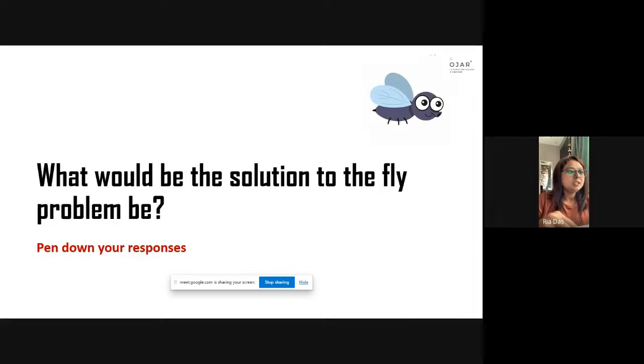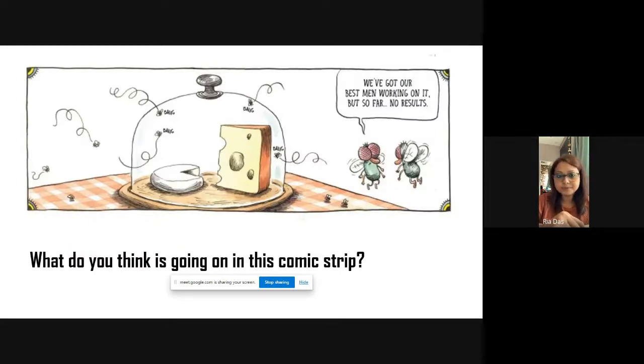Okay, so moving forward, this is a task for y'all to do. What would be the solution to the fly problem? Okay, what we saw in the comic strip, this problem. Many of y'all have written that they are adapting to old processes, or they are stuck with some solution which is not working out. They're frustrated. All these are the things which you can see.